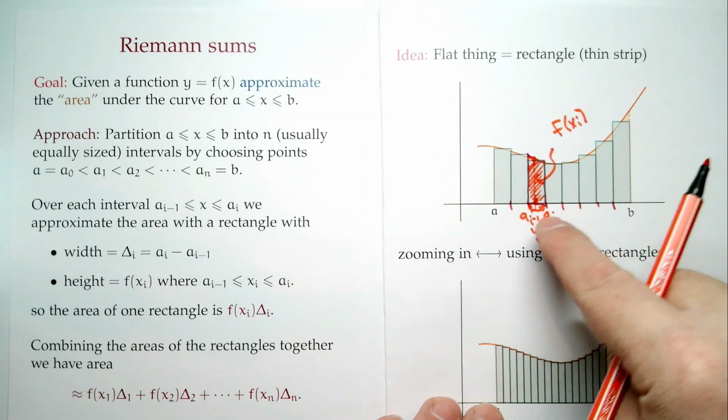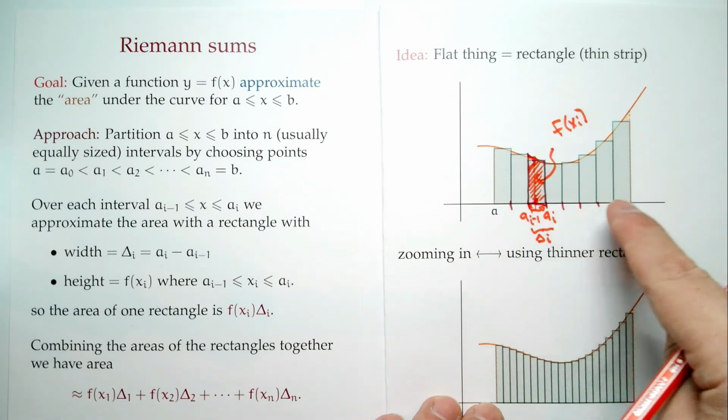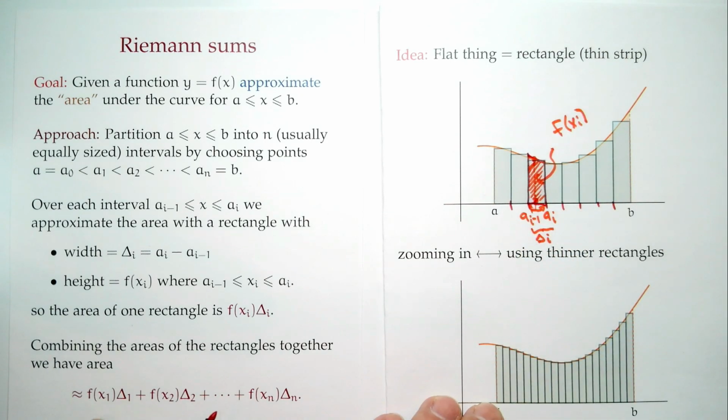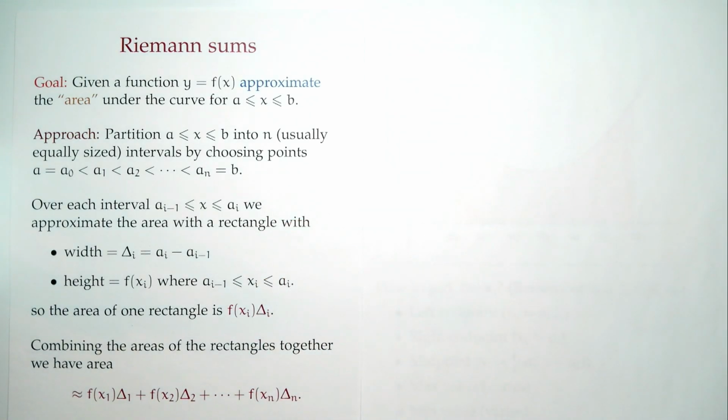Now, that's just one rectangle. So you do it for each one of the rectangles going across. So that's what's happening here. The first rectangle, f of x1 delta 1. The second rectangle, f of x2 delta 2, and so forth and so on. So the dot, dot, dot is a shorthand notation for saying the pattern continues. And then you go all the way to your last rectangle. So this is if we use n rectangles.